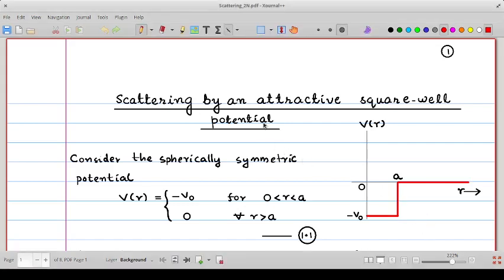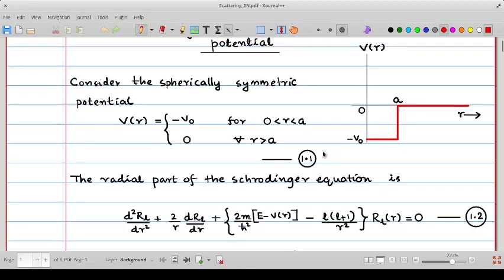Now we consider scattering by an attractive square-well potential and attempt to estimate the phase shift of the partial waves. Consider a spherically symmetric potential which depends only on the radial distance and is defined by V(r) equal to minus V0 for radial distance from 0 to a value a, which is the range of the potential, and V(r) is equal to 0 for all values of r greater than a. This is shown by the red line in this figure.